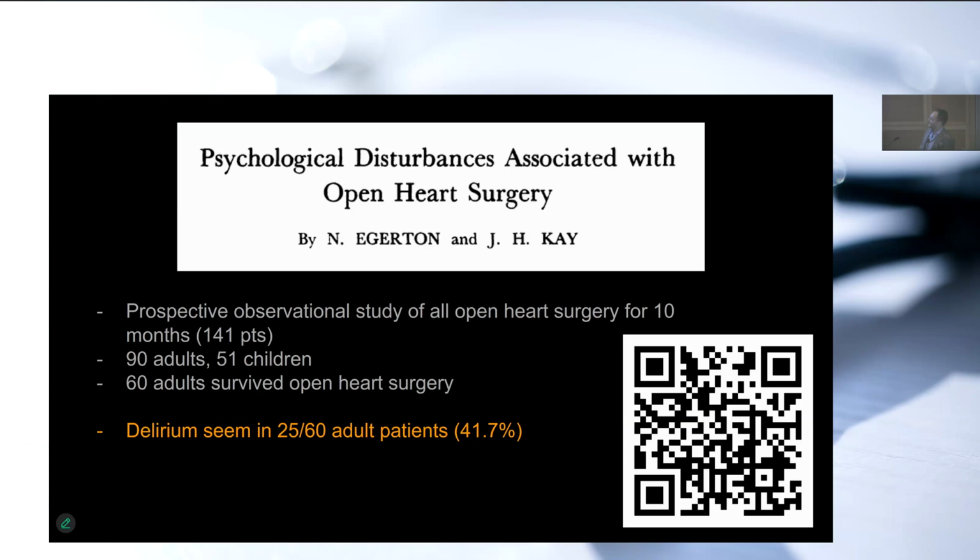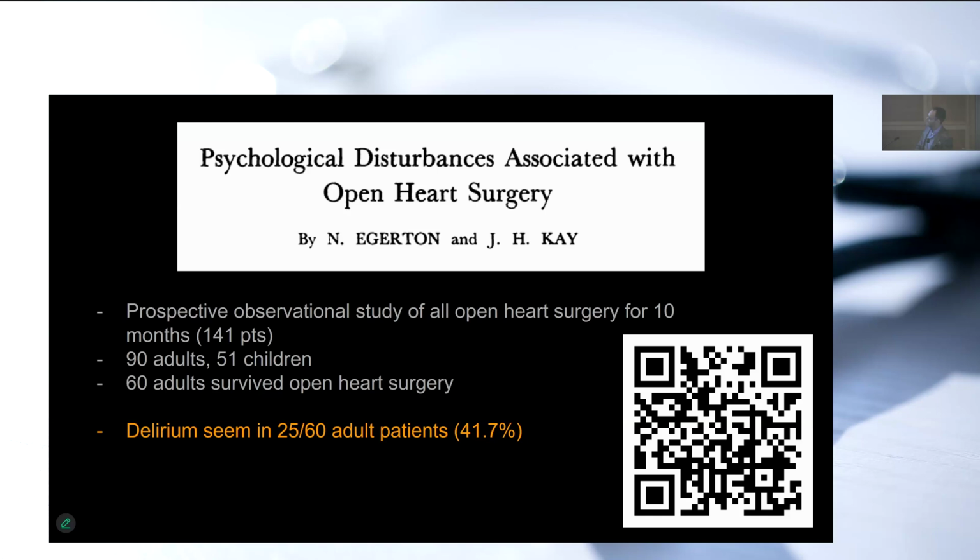And so this group, Egerton and Kay, had consumed two other papers that said, hey, we have this incidence of delirium. And they're like, well, that's weird. In our unit, it seems like everyone has delirium. And so their opening paragraphs are like, we have a staggeringly high incidence in our unit. We're going to look at this prospectively. So they looked at all the patients at their institution prospectively for 10 months, which is 141 patients. Things have changed a little. 14 patients per month is a pretty small operation, but nonetheless, this is a one-year audit, right?